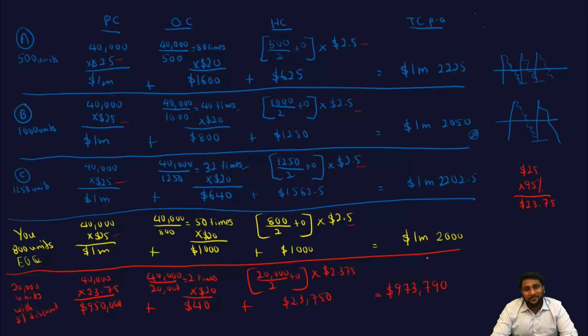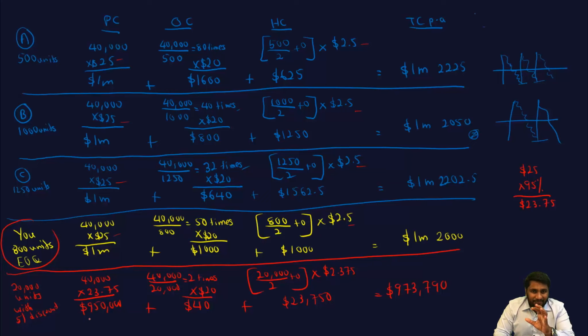Now here see, supplier gave you a discount. If you order 20,000 units with 5% discount, your annual cost will be how much? Only 973,000. But if the company proceeds with your opinion, which is EOQ, 800 units, the cost for the entire year will be how much? 1,002,000. So for you, it is more beneficial to purchase 20,000 units with 5% discount, right?